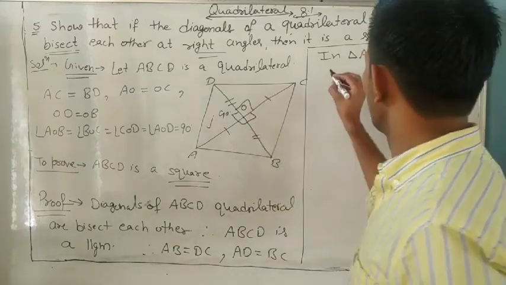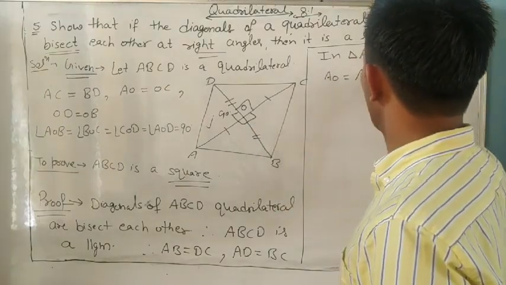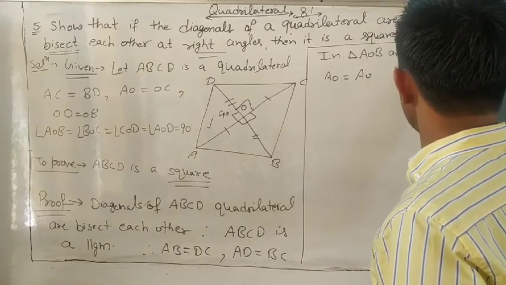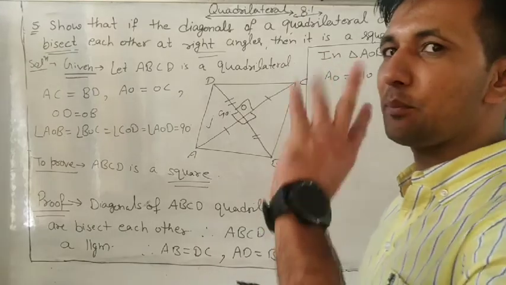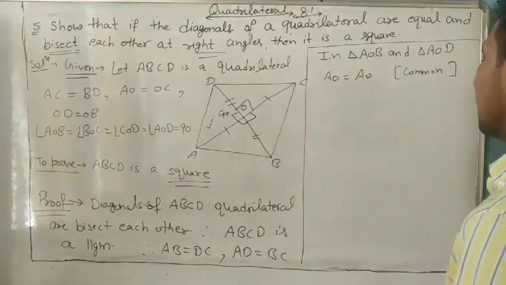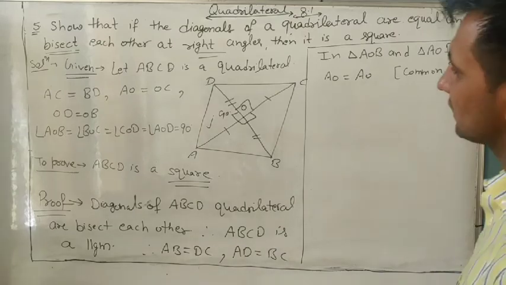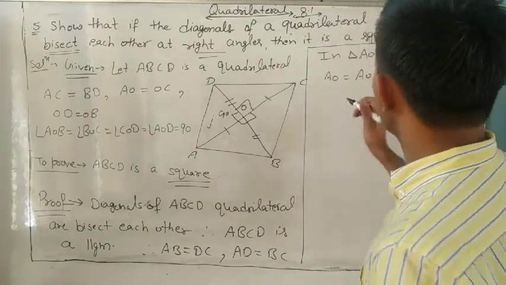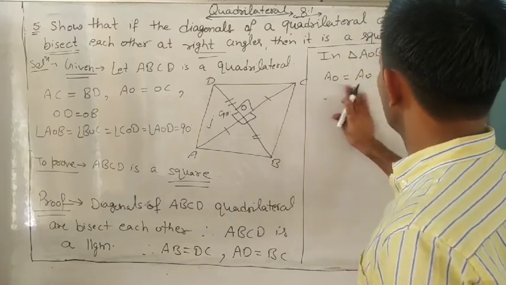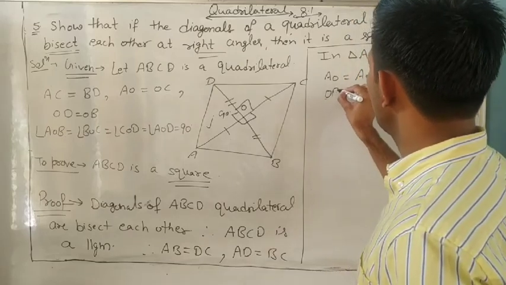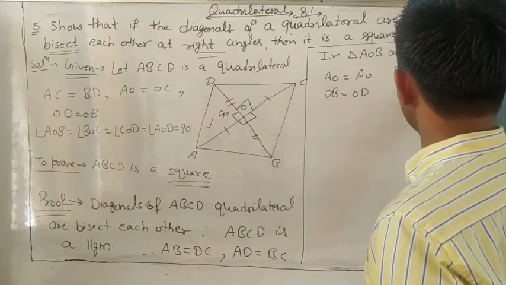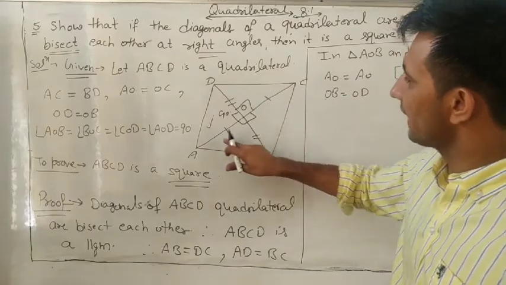Now AO equals AO. Common? Yes. Congruent, how can you prove that? There are 5 properties: side-side-side, side-angle-side, angle-side-angle, angle-angle-side, and RHS. Next, OB equals OD. Why? It is given. So side, side, side.